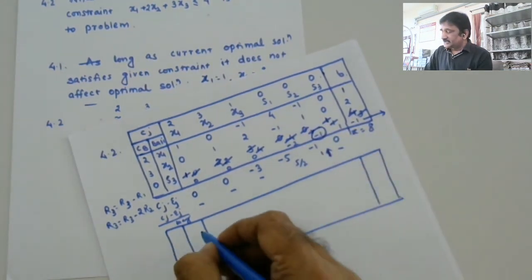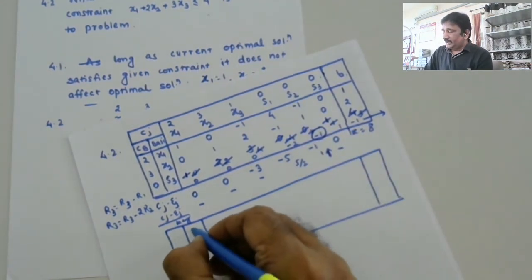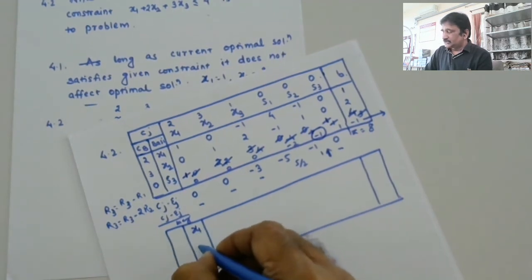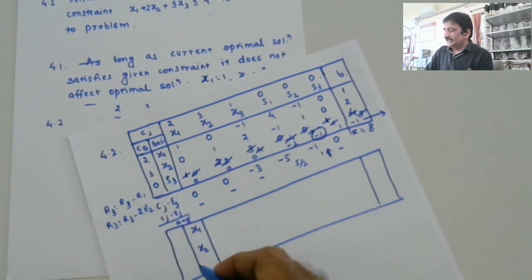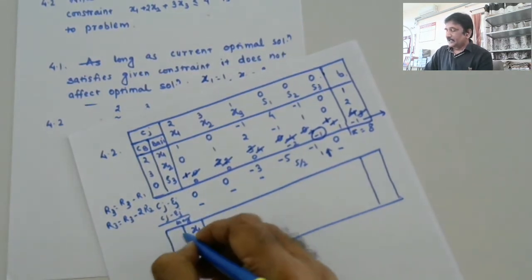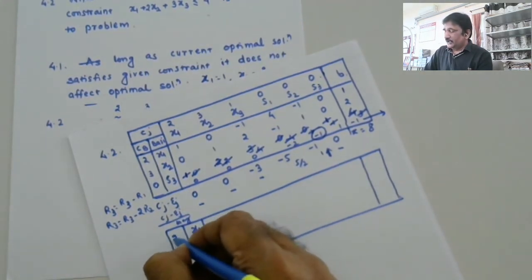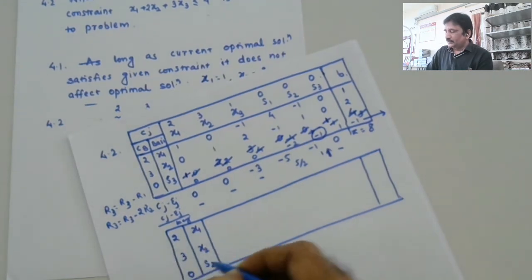So in the next iteration, what do I have? My variables are x1, x2, and S3 is leaving, and in place of S3, S2 is entering. And their coefficients now are 2, 3, 0.